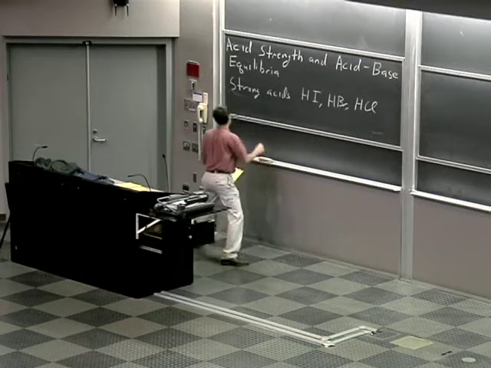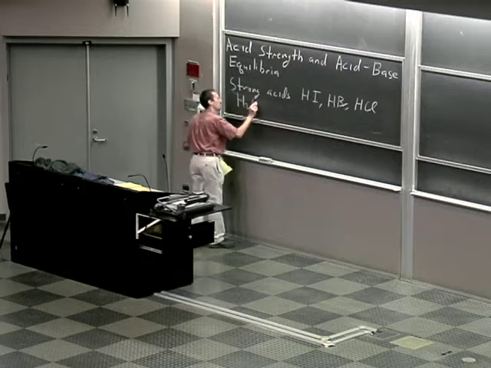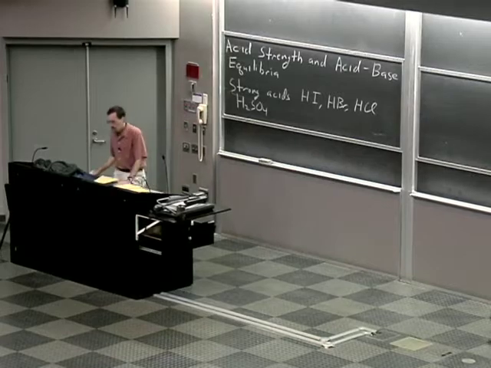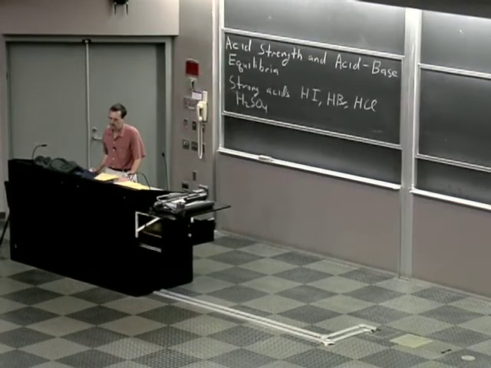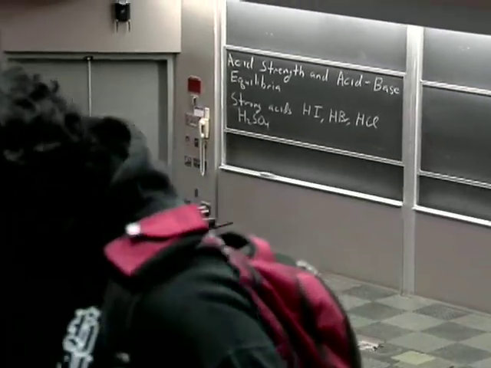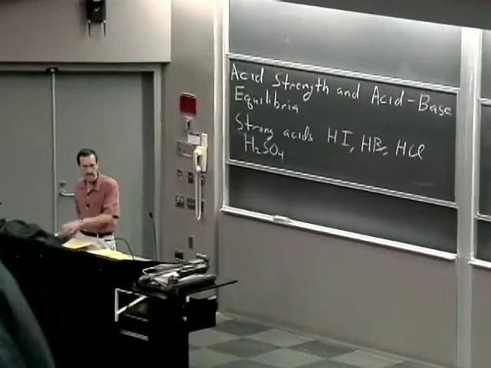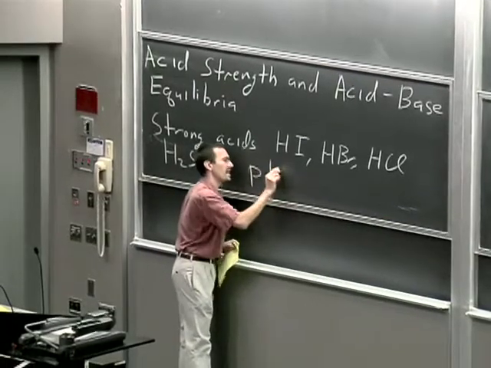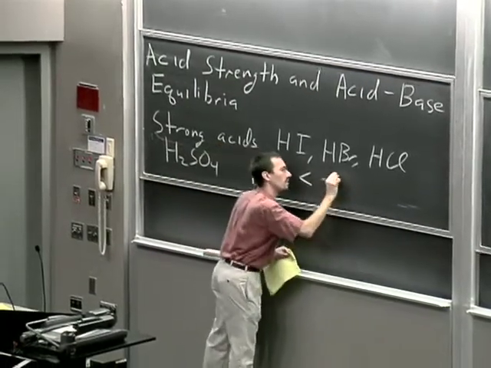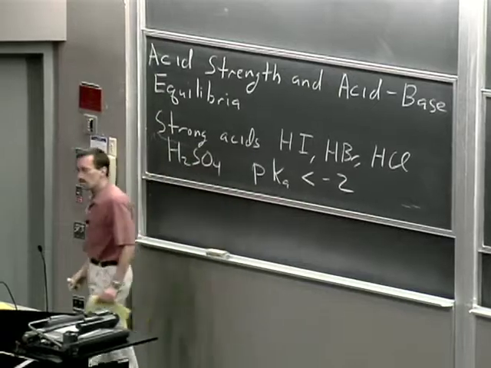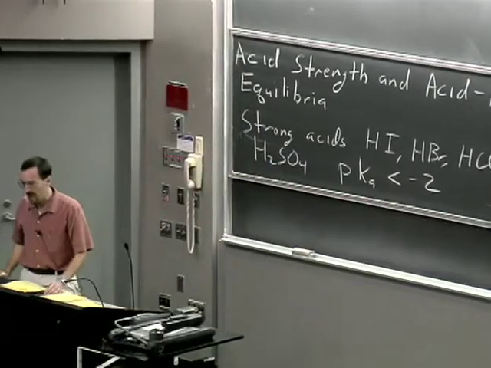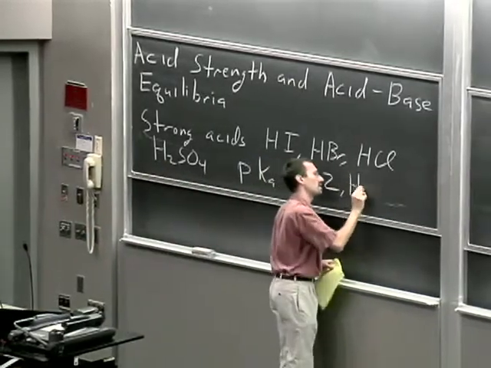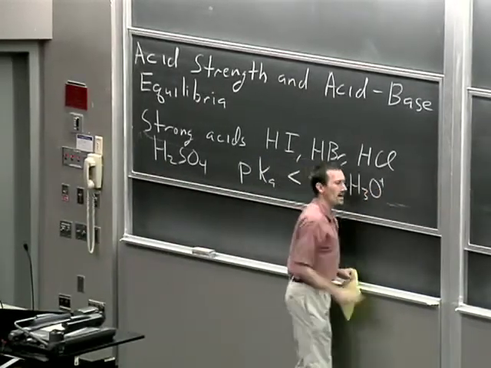And sulfuric acid, of course, would be another. All of these acids fully dissociate in water. They all have a very significant pKa, a negative pKa value, pKa of less than -2. And by comparison, let me put up H3O+. And this is an important compound.